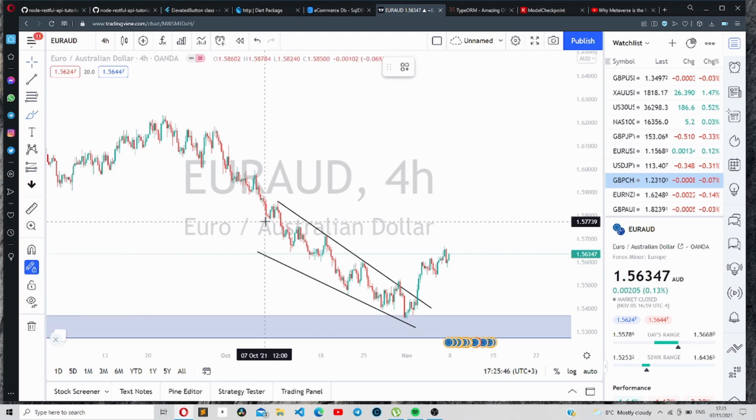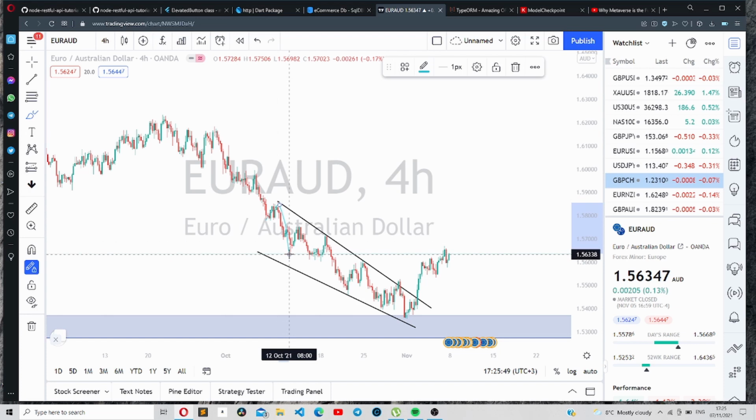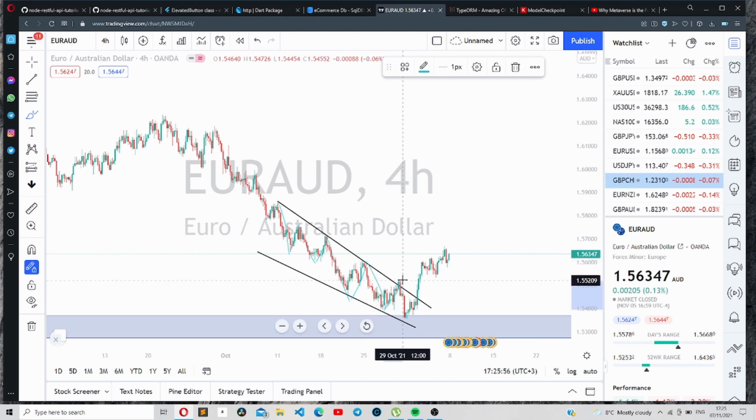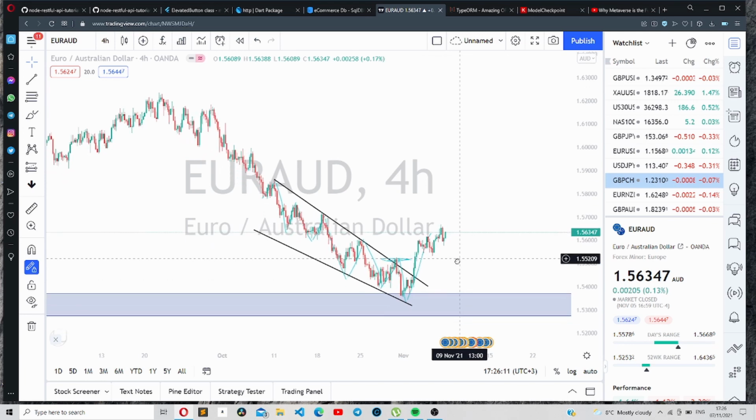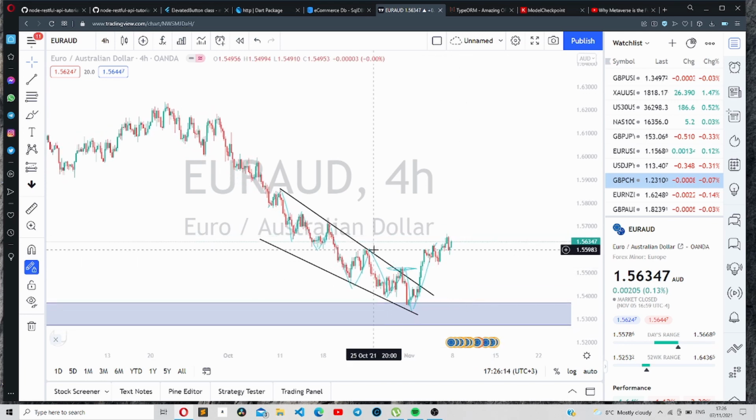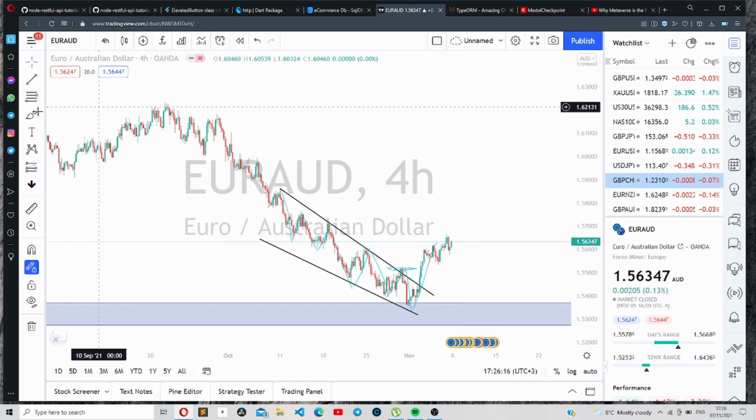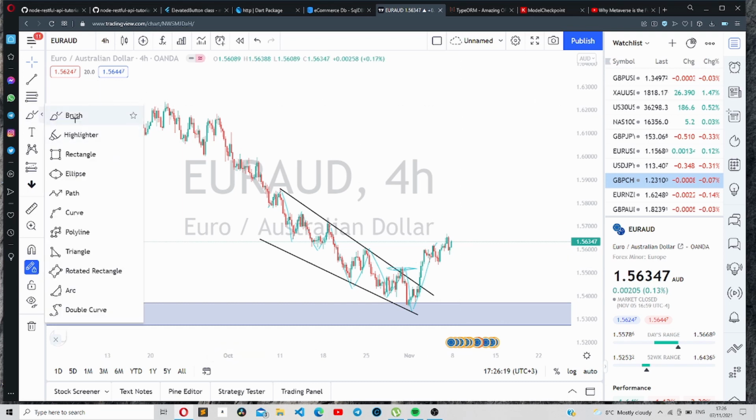Here we have lower high, lower low, lower high, lower low, repeatedly. The market then broke this previous lower high. So the market broke this structure, right? Whenever the market breaks structure, we expect a retest. That means there is a demand zone that is responsible for breaking this structure.